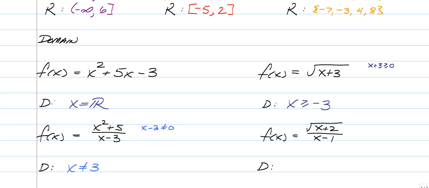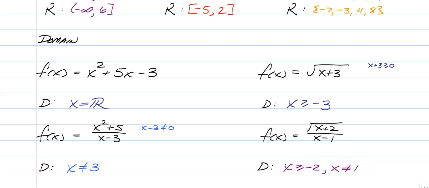Finally, the last example here. We have both. We have an even root and we have a radical. So why don't you pause the video for a second and see if you can figure out what your domain is. Now, if you said x has to be greater than or equal to a -2, but x is not allowed to equal 1, you are correct.